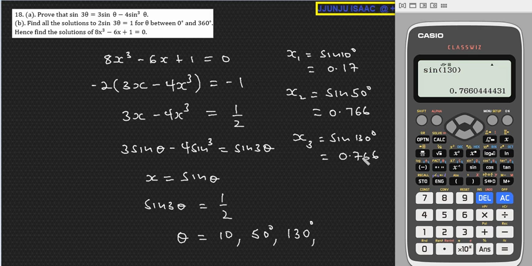So now, since this one is the same as this and we need to get 3 roots, let us go to the next angle, 170. So we shall not consider 130. Sine 170 is going to be 0.17. So it is still the same as the one before, so we leave that one also.